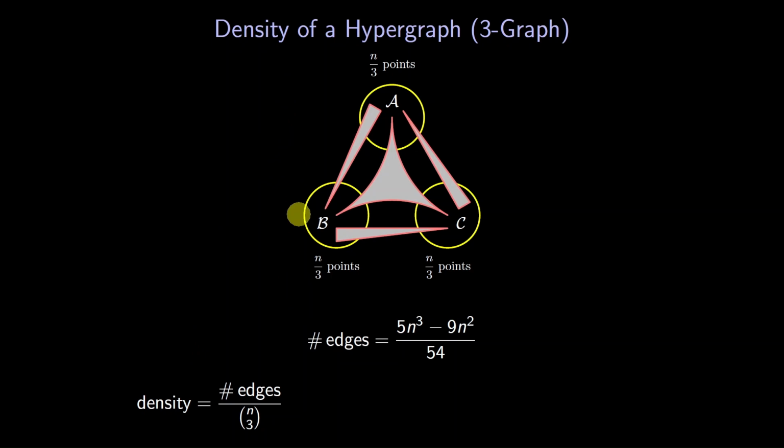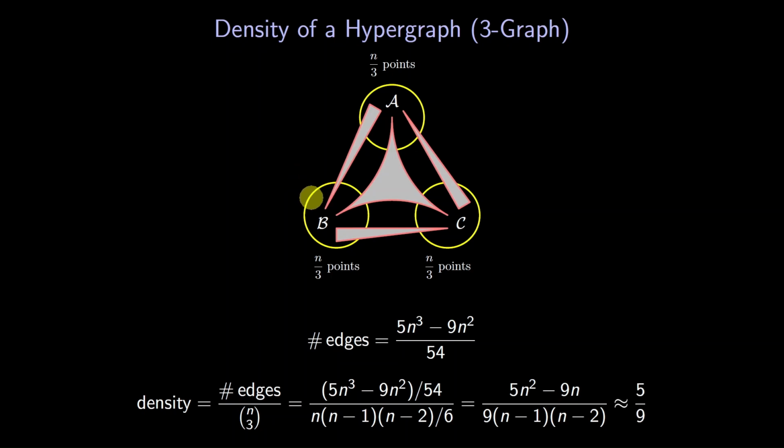For example, let's look at our construction of a tetrahedron-free hypergraph. How dense is this hypergraph? Let's calculate. We see that the density is about 5/9. Our hypergraph has about 5/9 of all possible edges. Is that the highest density possible for a large tetrahedron-free hypergraph? No one knows. That's a famous unsolved problem.